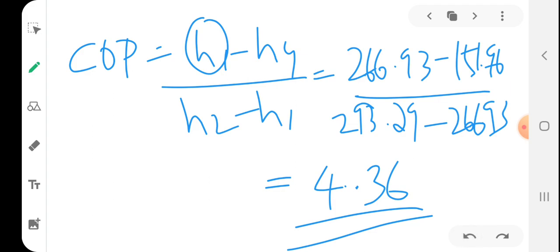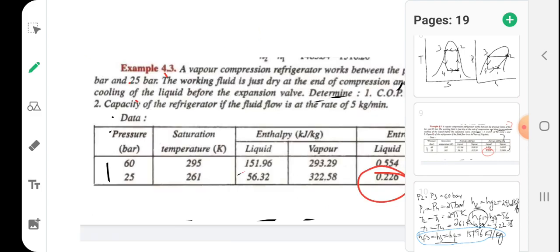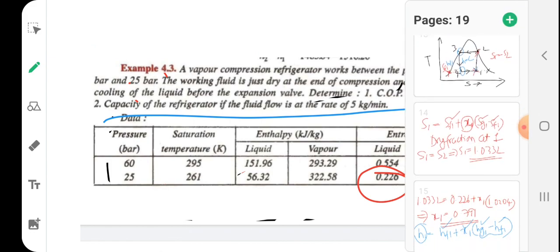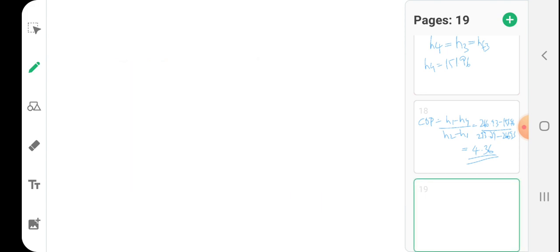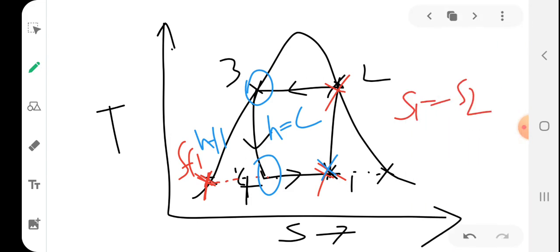Okay. So next question, what was the next question? We were asked to find the capacity of the refrigerator if the fluid flow is at the rate of 5 kg per minute. So capacity means tonnage of refrigeration, right? How to calculate capacity? The capacity will be based on this. So 4 to 1 is where our refrigeration takes place. So H1 minus H4 will be the capacity.